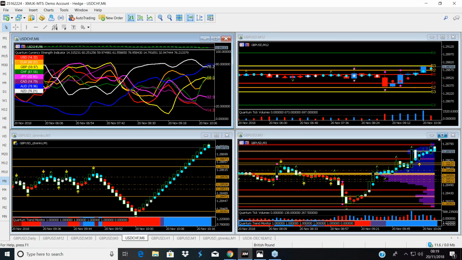So you get a kind of equal force on both sides. You've got selling of the dollar, some good buying of the British pound. That's what you want. And then you've got your levels, price action, and your volume as well.